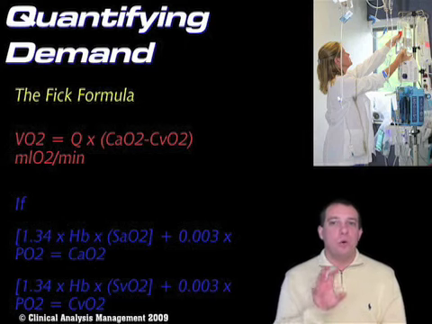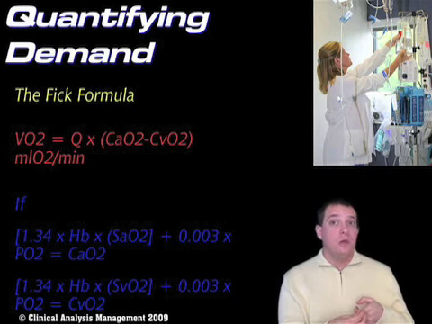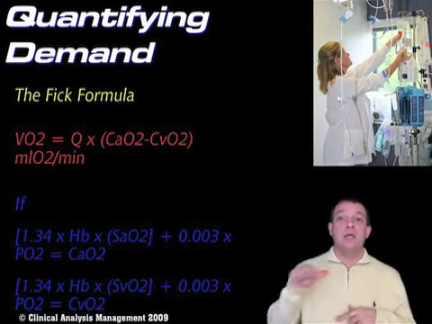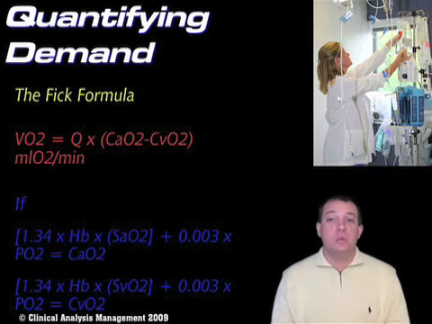We could say that in order to figure out the Fick formula, to figure out how much oxygen a patient is using, basically what we need to know is how much oxygen is being provided, i.e. what is their SaO2, and how much oxygen are we getting back, i.e. what is their SvO2. And that really tells us whether or not we've got good tissue usage.